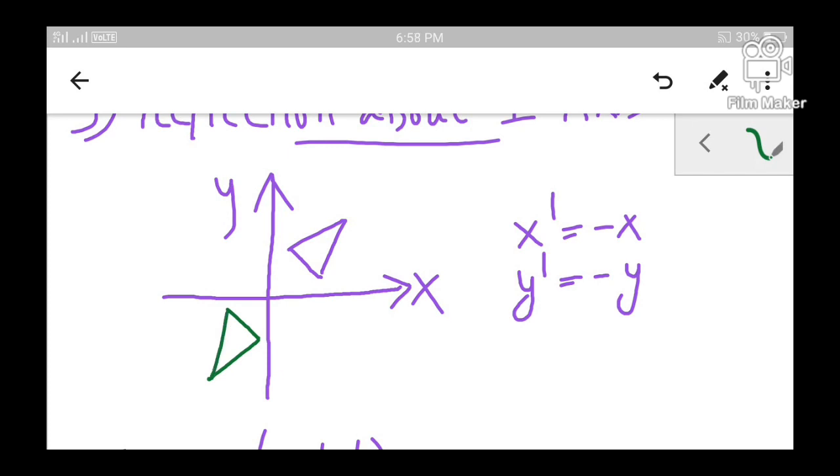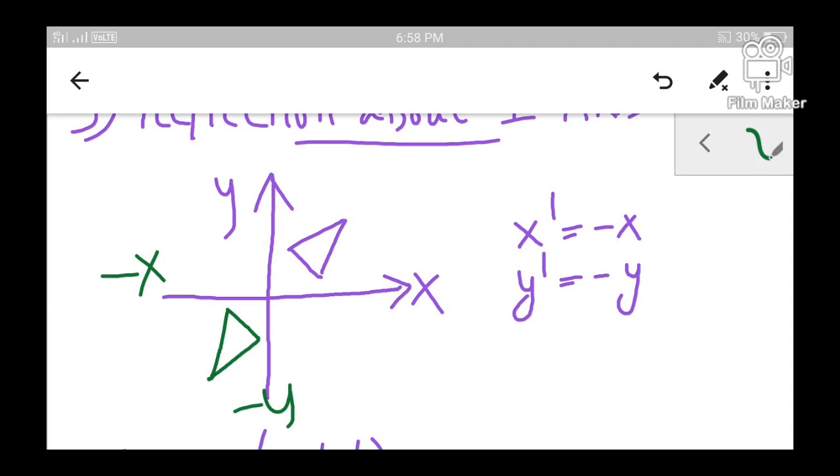Now how are these two quadrants related? Peculiarity of the first quadrant is that in first quadrant both x and y are positive. But peculiarity of the third quadrant is that both x and y are negative. So initially the object was in this quadrant, which is first quadrant, and after reflection the object reached the third quadrant, where both x and y are negative.